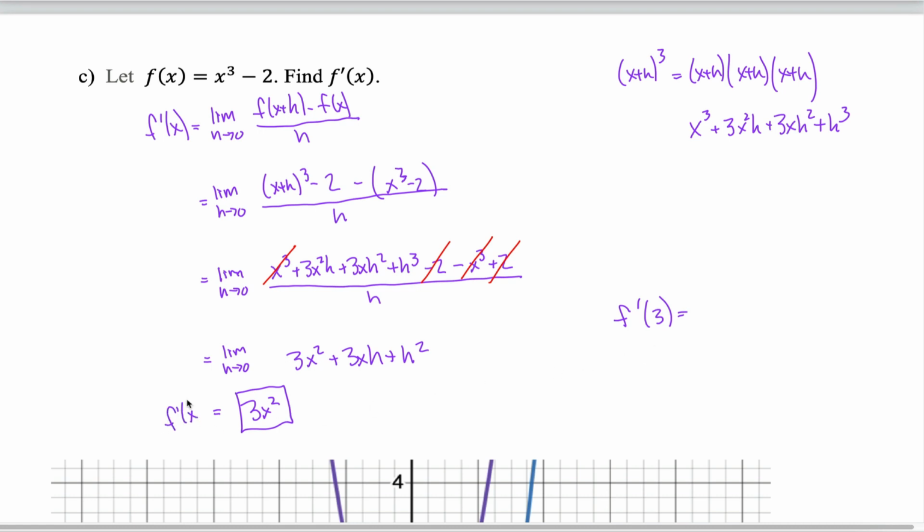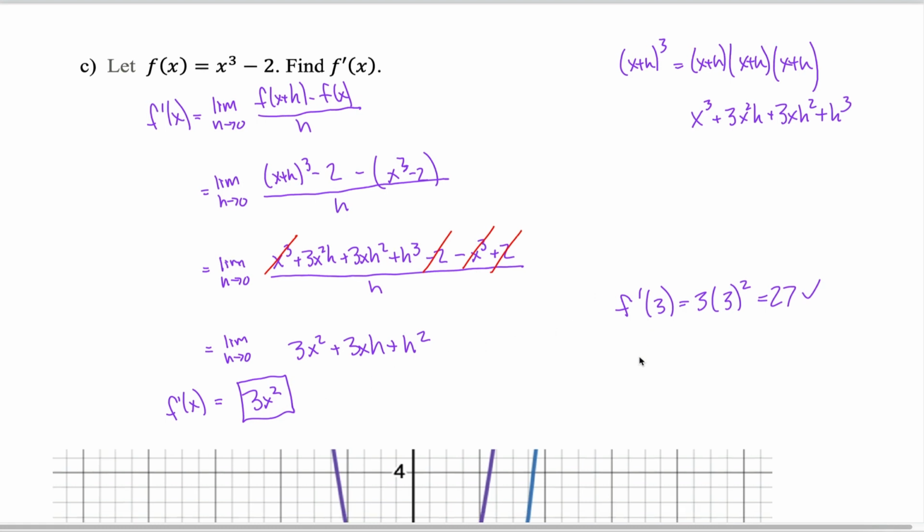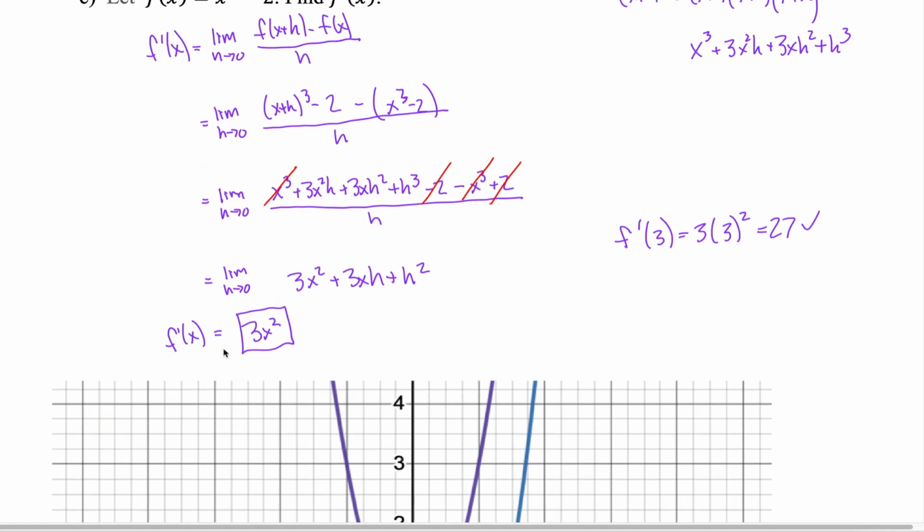This is f prime of x. It's a function. It's a machine that tells me the slope of the tangent line for any value x. So things like f prime of 3 are now super easy to figure out. I get the same answer of 27 that I got before. But really, that's not the important thing. The important thing is thinking about this derivative as a function in its own right.